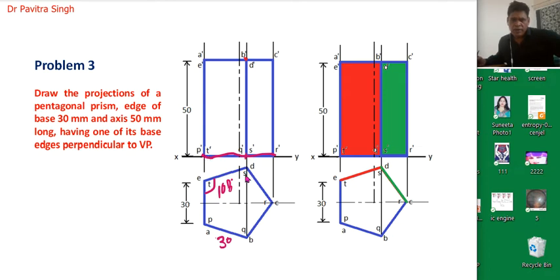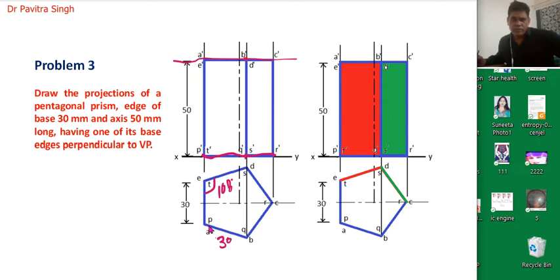Okay, so point P and T will be on this location. Point Q and S will be on this location, and point R will be on this location. So this is actually the front view of this bottom surface, P dash, T dash, Q dash, S dash, R dash. Similarly, we will draw another line parallel to this xy line, maintaining the distance 50 mm, because height of this prism is 50 mm. So we have drawn this line, okay, above 50 mm from this bottom surface.